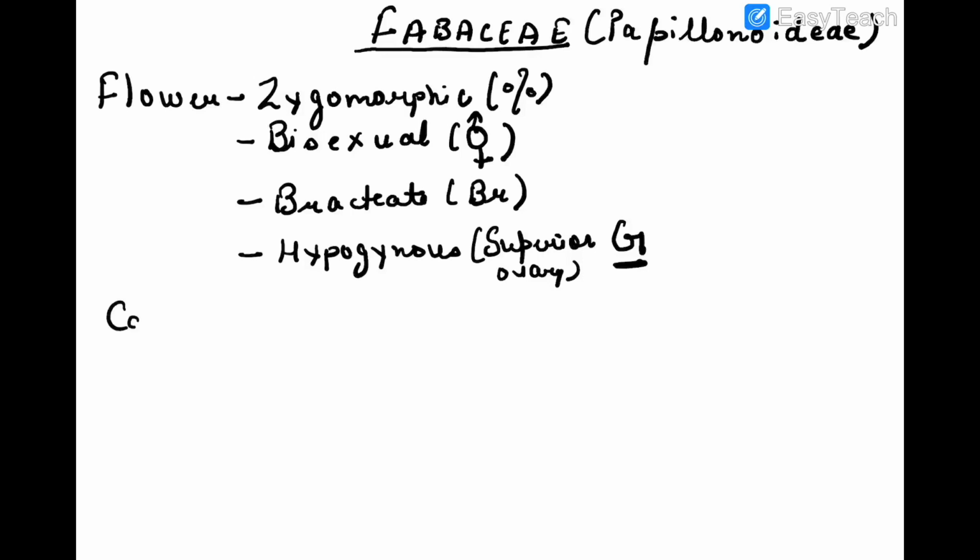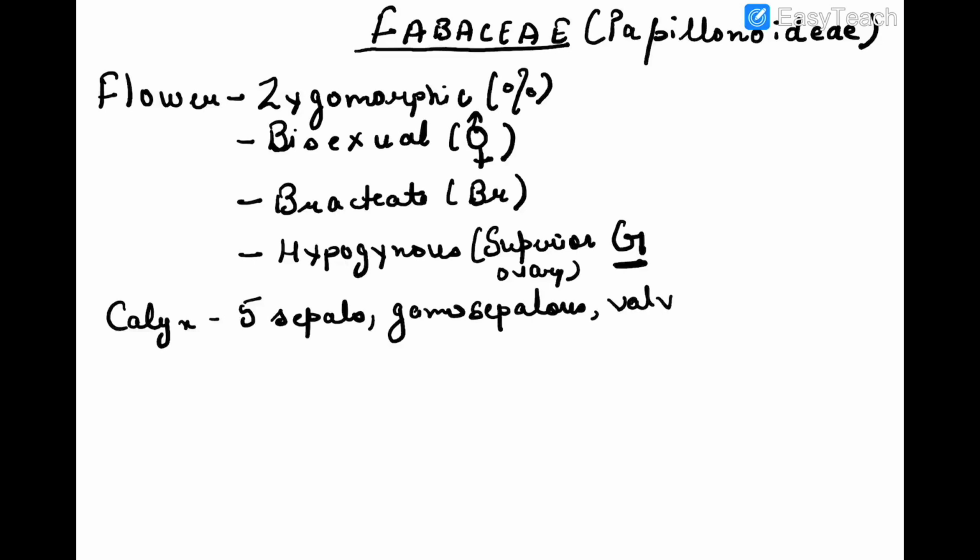Now let us look at calyx. There are 5 sepals, which are gamosepalous. Gamosepalous means sepals are fused, and they have valvate or imbricate aestivation. So K is used for calyx. There are 5 sepals, and because they are fused, we will put it in bracket. So this would be the symbol of calyx.